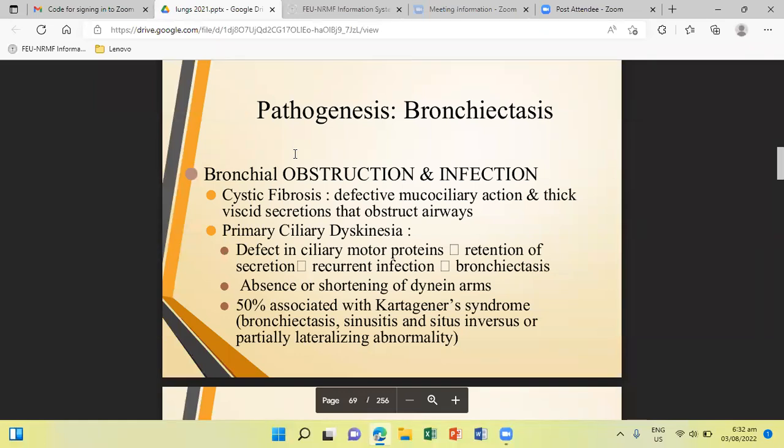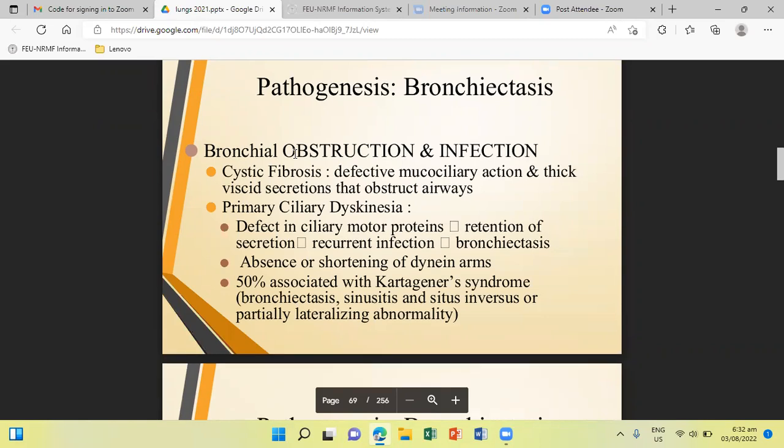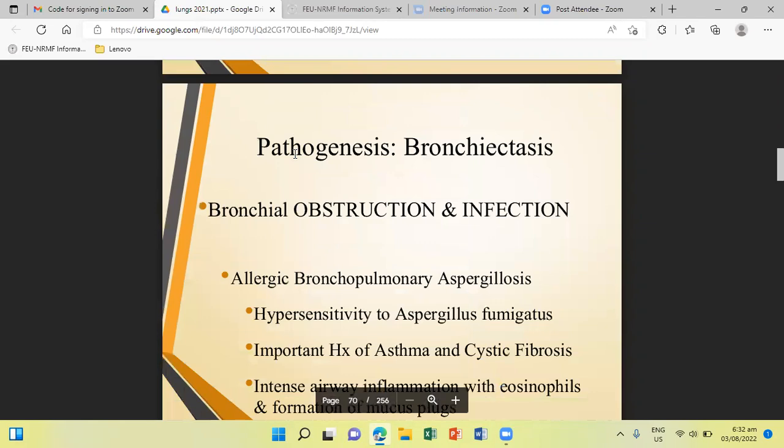In primary ciliary dyskinesia, this is an autosomal recessive syndrome. It has a frequency of around 1 in 15,000 to 40,000 births. The ciliary dysfunction will cause a defect in ciliary motor protein. Usually, it is a mutation involving dynein. It contributes to retention of secretion and recurrent infection, thereby leading to bronchiectasis. So do not forget, obstruction and superimposed infection are the key terms to remember.